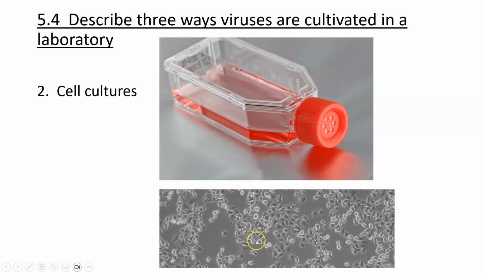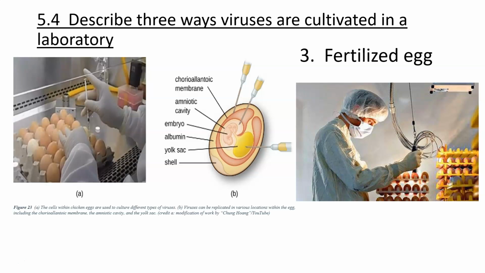So this might be what you see under the microscope. Here's some human cells that are kind of settled into this liquid down here. And so you could inoculate this with a virus and grow virus and study what the virus does to the cells. So two ways that we grow viruses in the laboratory. One, we can use the host animal, host organism. Two, we could use cell cultures. And a third common way to grow viruses in a laboratory is using fertilized chicken eggs.